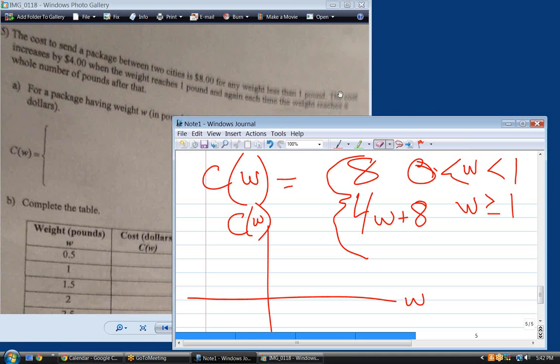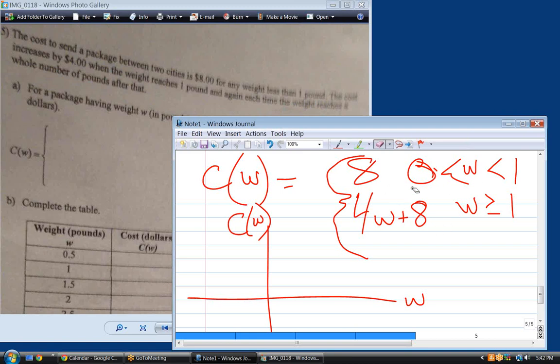Not quite, it doesn't. Yeah, not quite. In other words, the words say that each time the weight reaches a whole number of pounds after that, you're going to add another $4. Well, that's not what this says over here.